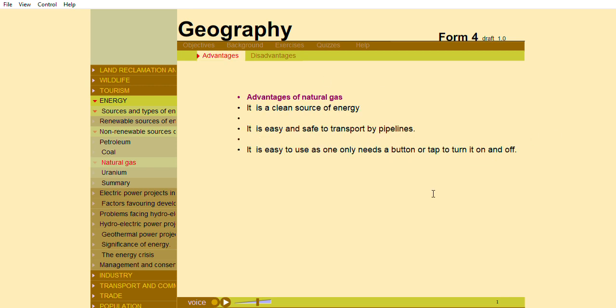Advantages of natural gas. It is a clean source of energy. It is easy and safe to transport by pipelines. It is easy to use as one only needs a button or tap to turn it on and off.